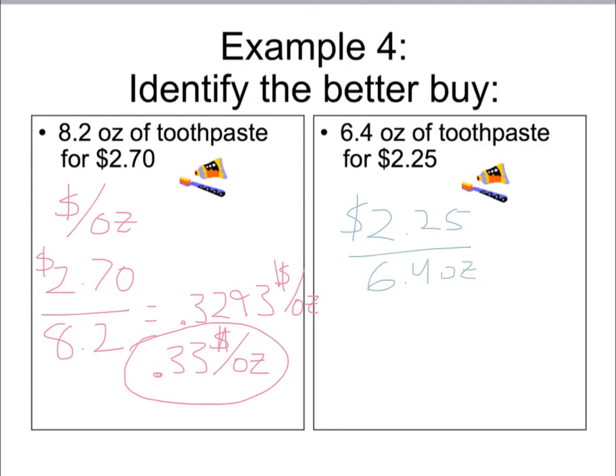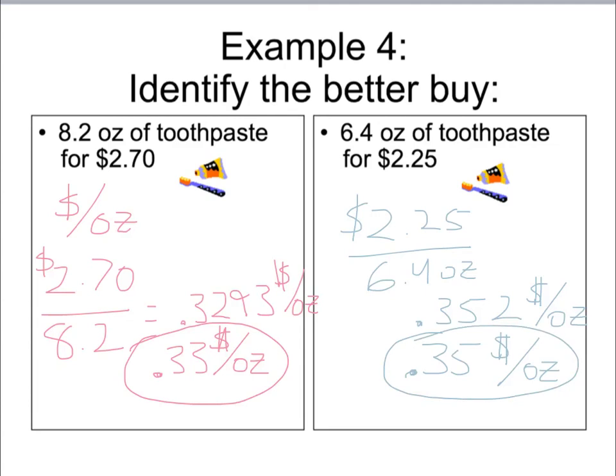And when we put that in our calculator and calculate it out, we get $0.352 per ounce. Again, doesn't make much sense with money, so we would go to the hundredths place, $0.35 per ounce, and that would be 35 cents per ounce. So which one is the better buy? Hopefully you can see that the first problem you did is the better buy. At 33 cents per ounce is cheaper than 35 cents per ounce.